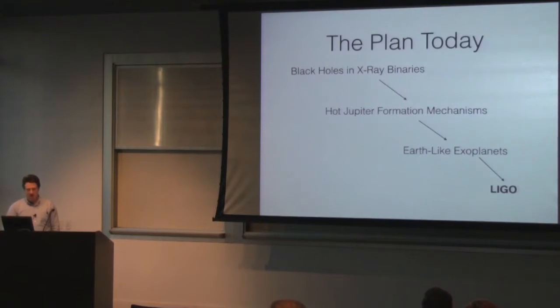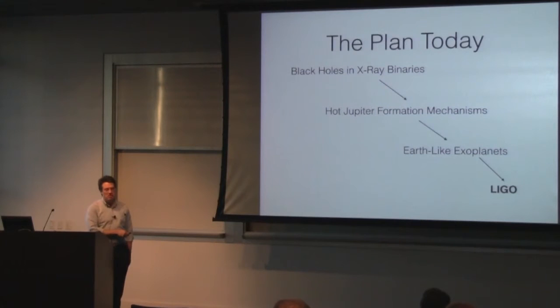Okay? And my plan today is to walk you through a number of past population analyses that I have been involved in. Conveniently, the ordering here is chronological: from black holes and X-ray binaries, which I did early in my postdoc; formation mechanisms for these unusual planets called hot Jupiters, which I did a little later in my postdoc; Earth-like exoplanets, which I did at University of Birmingham when I first arrived; and then we're going to wind up at LIGO, which I've been doing through this whole period.